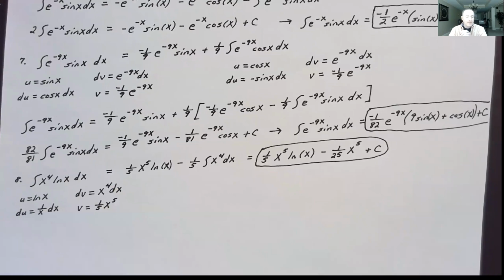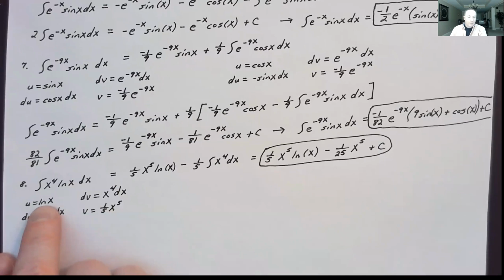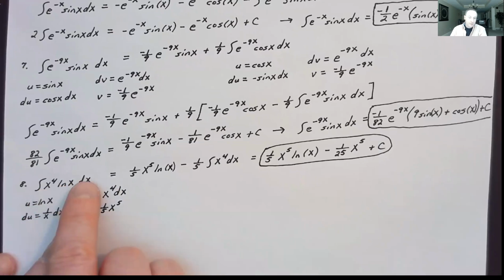We have the integral of x to the 4th times the natural log of x with respect to x. So I can say, well, okay, in order to integrate this problem, I'll let u equal the natural log function. Then dv is my algebraic function, the x to the 4th dx. Well, the derivative of natural log of x is 1 over x dx. The integral of x to the 4th is x to the 5th over 5.